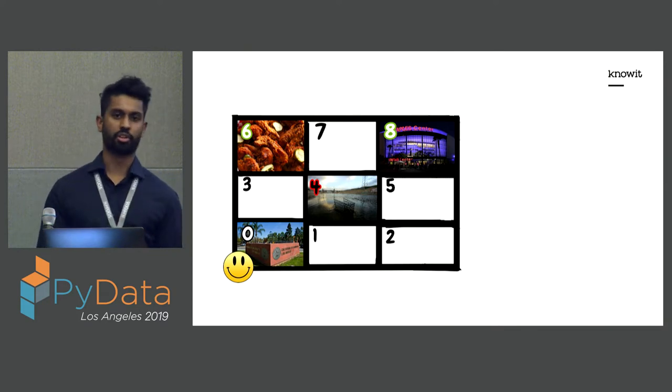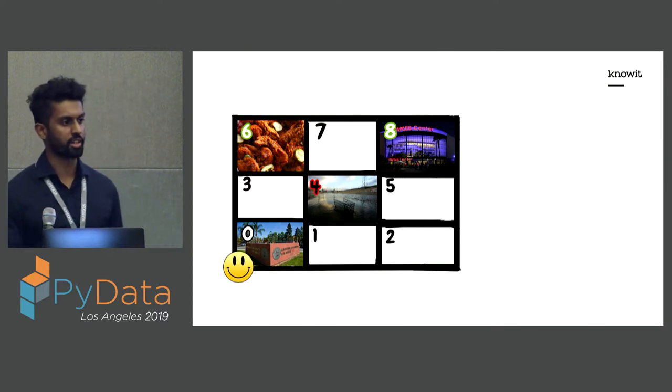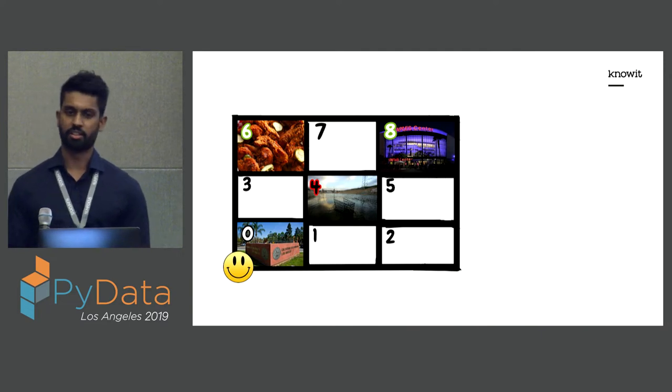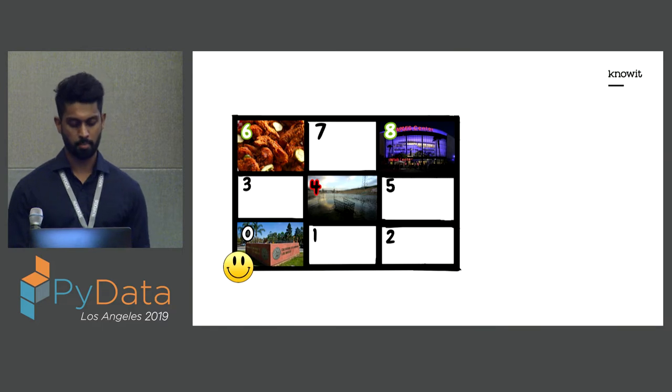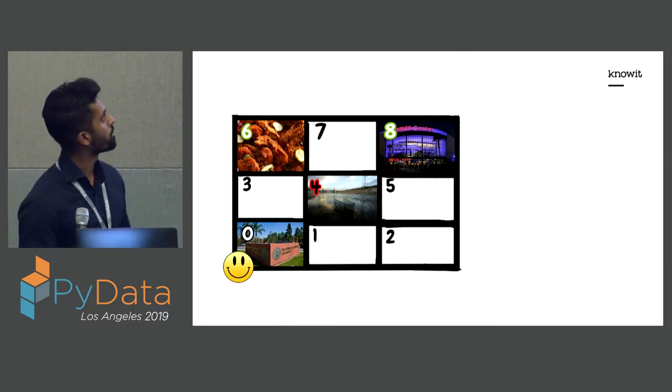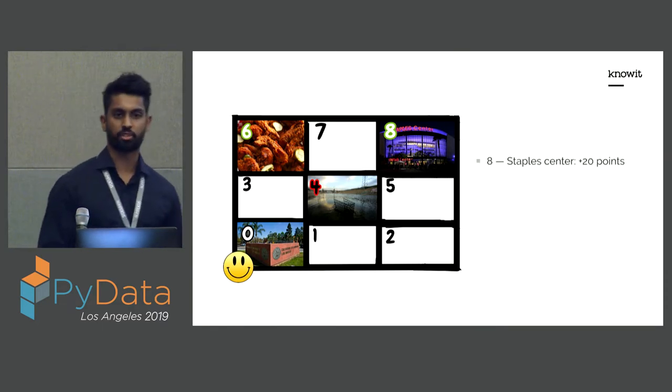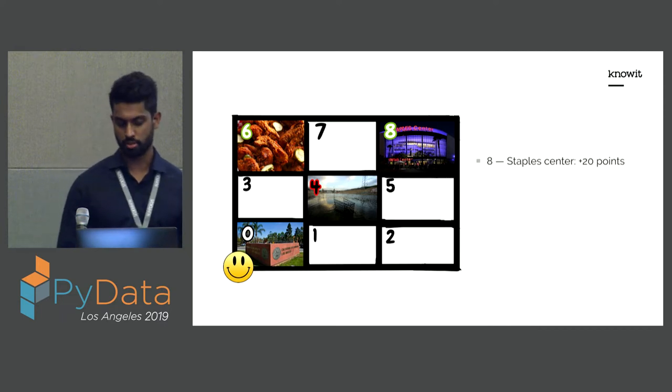Now to be able to learn from your mistakes and also your correct decisions, we need a measure for success. And that's what rewards are for, right? So what kind of rewards do we have here? Let's say that if you get to the Staples Center, that's 20 points.